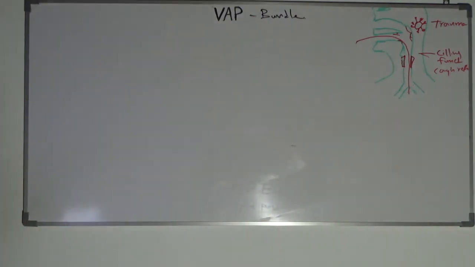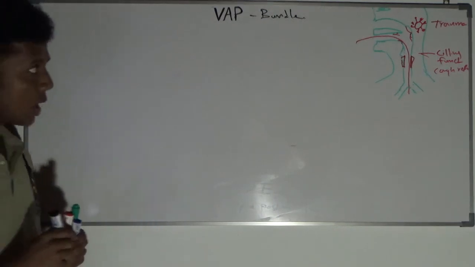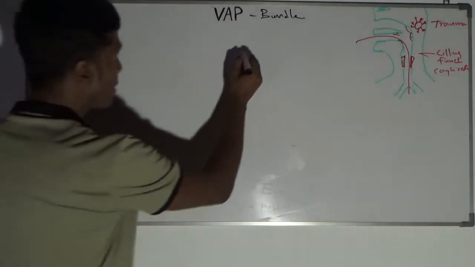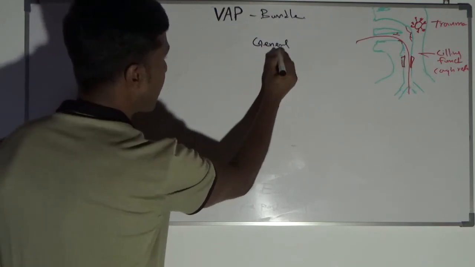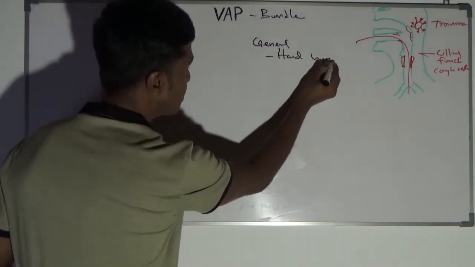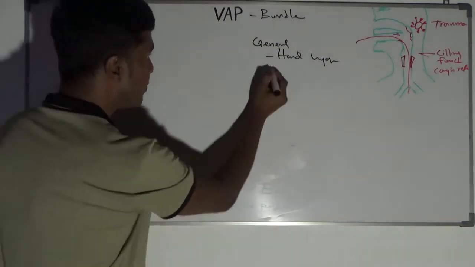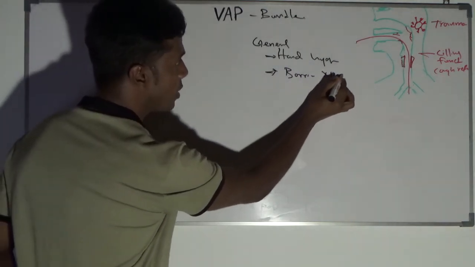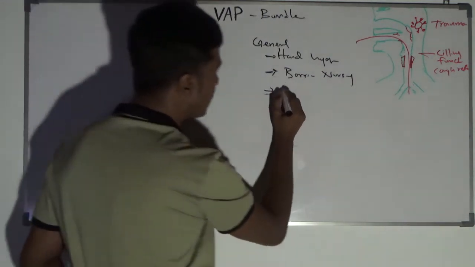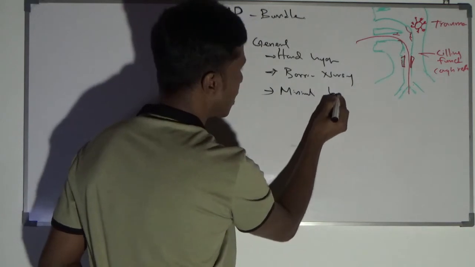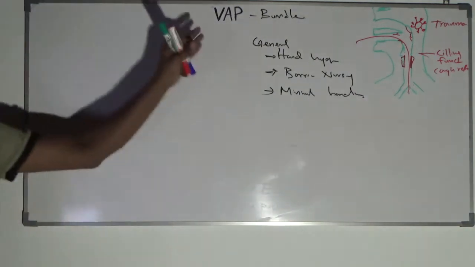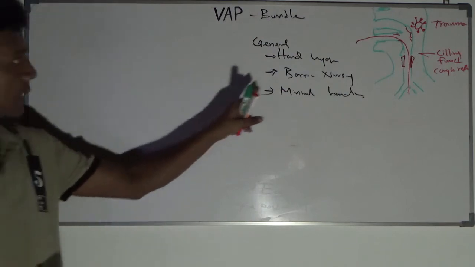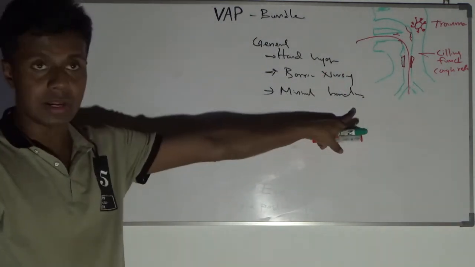VAP bundle. Okay, the VAP bundle first says you have to have general measures in prevention of ventilator associated pneumonia. General measures are hand hygiene. You have to have good hand hygiene practice. Barrier nursing. Minimal handling of the patient. Those are the general criteria for prevention of ventilator associated pneumonia. You have to have barrier nursing, strict hand hygiene and minimal handling of the patients.